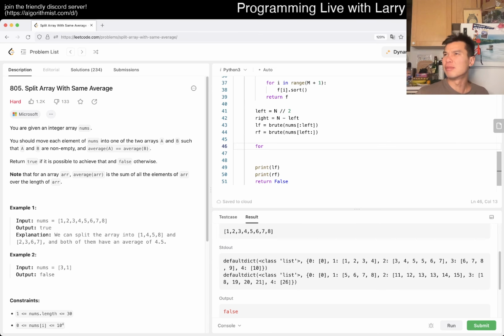So for i in range of left plus 1, so it's left inclusive, right? So left has left items, okay, right? So then now we look at this thing, right? Okay, maybe we can just do something like this actually, right? So yeah, and then now basically i plus j has to be greater than 0, because otherwise you just have 0, and then they're both empty, right?